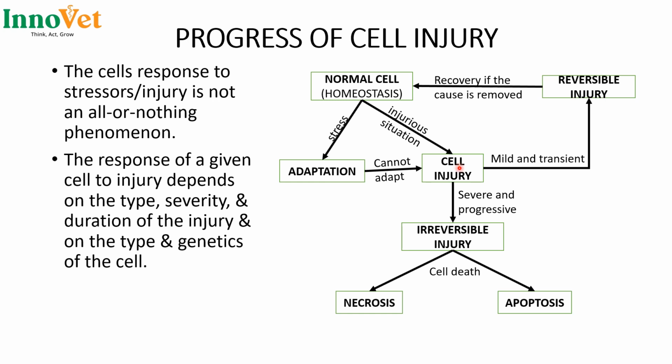Now, this injury can be reversible if the injurious stimulus was mild or transient. Then the cell will undergo a reversible injury where it will go back to its normal state if the cause is removed. Then, if the injurious stimulus was severe and progressive, that type of injury caused will be an irreversible injury, and this will lead to cell death by two forms, either necrosis or apoptosis.